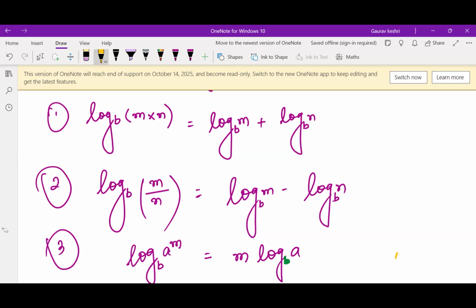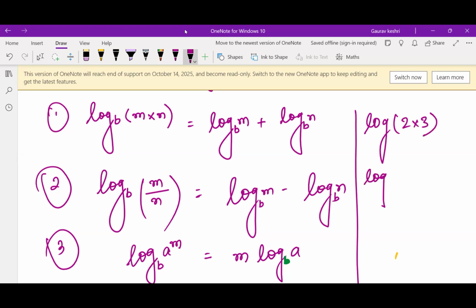So logarithms with different bases exist, and these are the formulas. I was talking about how to use the formulas. From now onward, I will not be writing the bases again and again. If you are having log of 2 into 3, you can write it as log 2 plus log 3 according to the first rule. Making sense? Yes. The hidden base e is there. We don't have to worry about that. Clear? Yes.